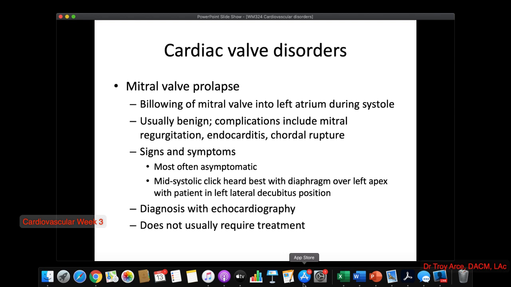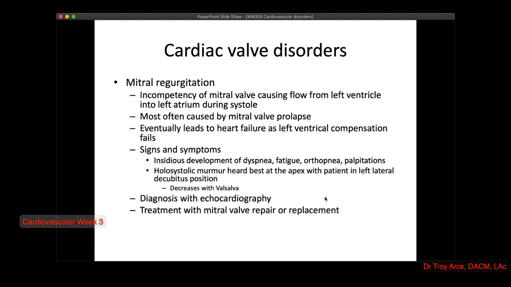All right. You're going to have mitral regurgitation, which is incompetency of the mitral valve, causing flow from the left ventricle into the left atrium during systole. And this is bad, right? A lot of folks get this surgery with no problem. They get that fixed. But if it's bad enough, they have to actually replace the whole thing.